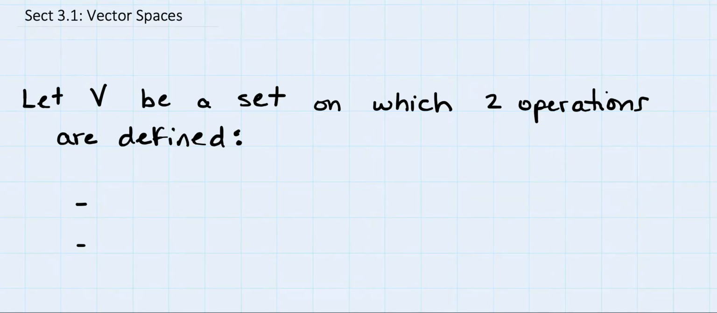We're going to start Chapter 3, which is all about vector spaces. In Section 3.1, we're going to learn the definition of a vector space and look at some examples and some non-examples.